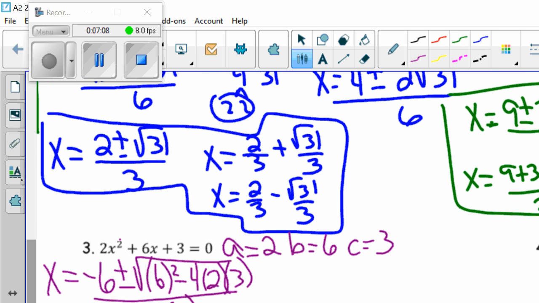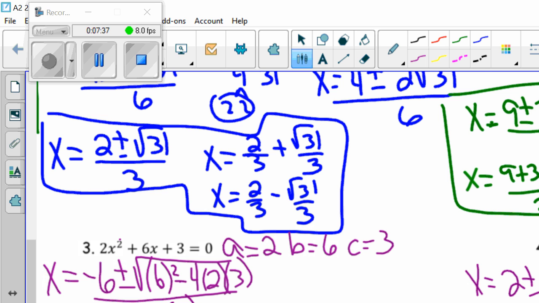All right, number 4. 3x squared minus 2x plus 7. Okay, so again, identify A, B, and C. A is 3. B is negative 2. C is 7. X equals 2 plus or minus the square root of negative 2 squared minus 4 times 3 times 7, everything divided by 2 times 3.